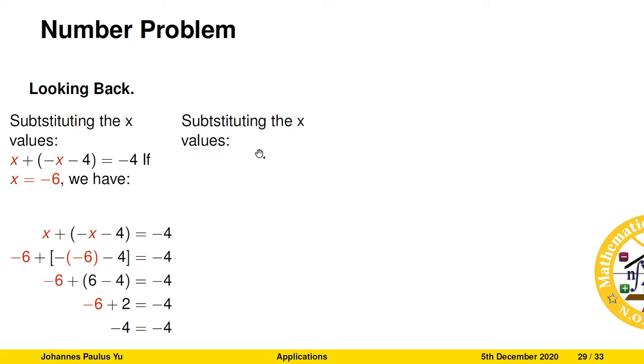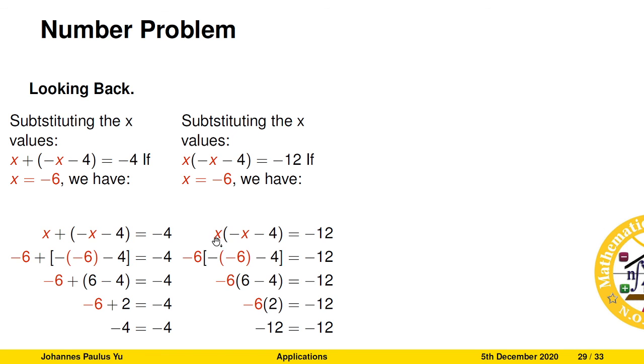What about the second representation? If we are going to multiply, are we going to get negative 12? If the value of x is negative 6, ilisdan na natin. Negative 6. Okay, negative, negative, so this becomes positive. 6 minus 4 is 2. And we multiply negative 6 times 2. The result is negative 12 equal to negative 12.